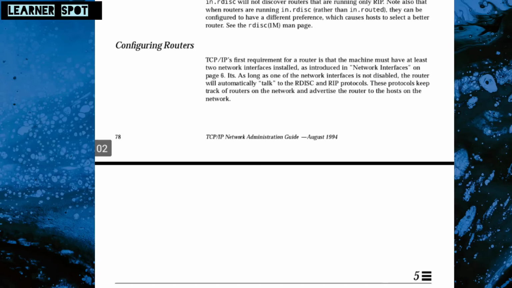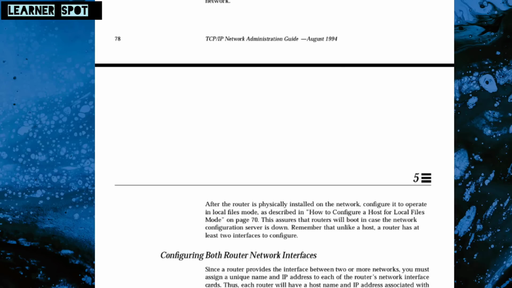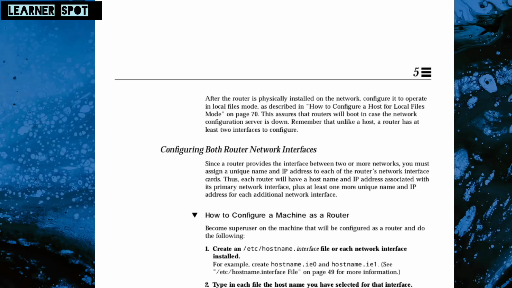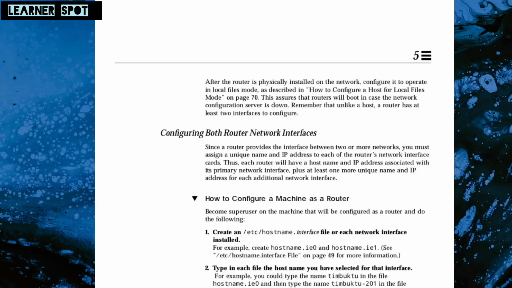After the router is physically installed on the network, configure it to operate in local file mode, which we have discussed earlier. This assures that the router will boot in case the network configuration server is down. Always remember that unlike a host, a router has at least two interfaces to configure, so we configure both of the router's network interfaces. So how do we configure a machine as a router, and how does a machine determine that it is a router?